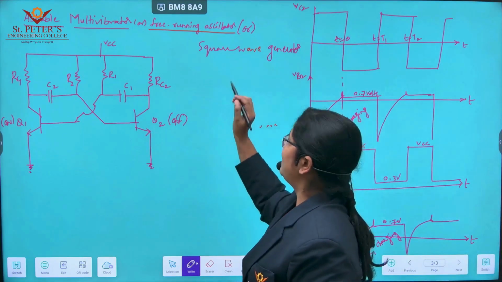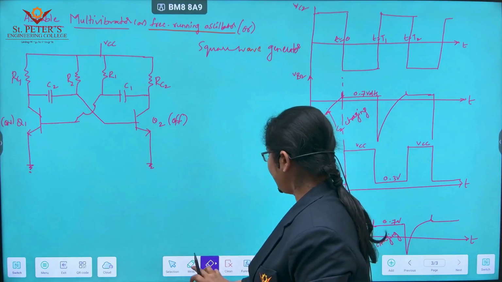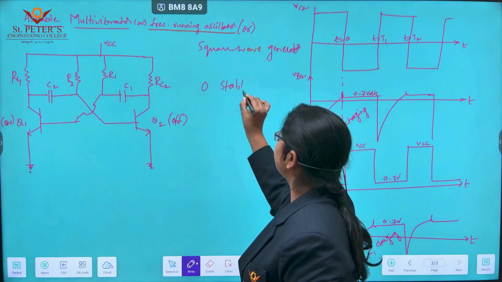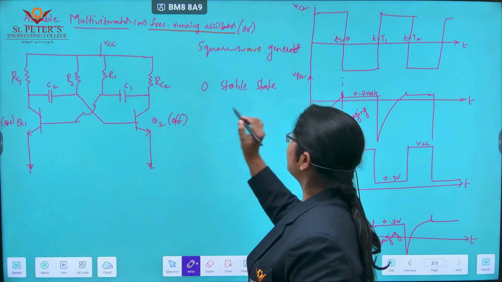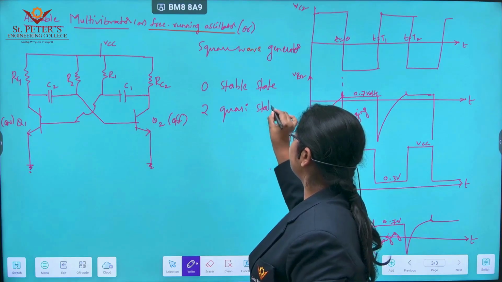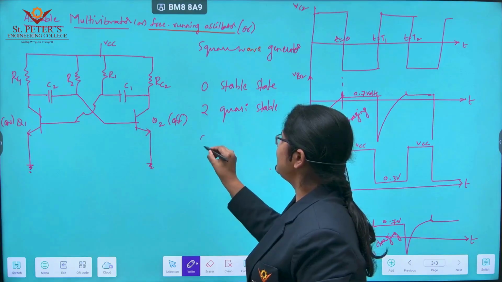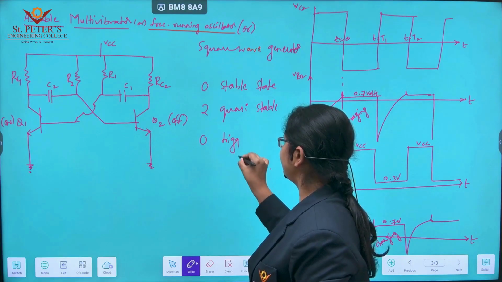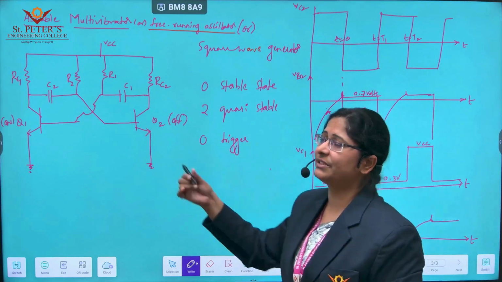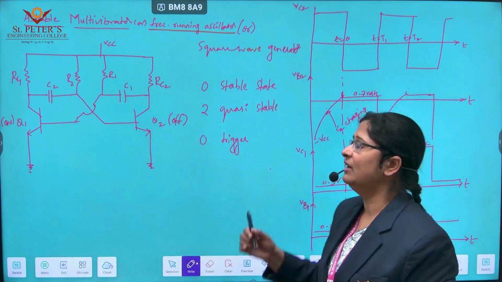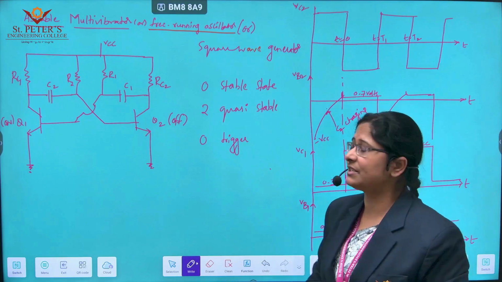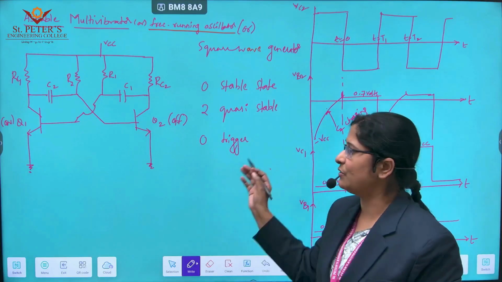As we know, an astable multivibrator has 0 stable states, 2 quasi-stable states, and 0 triggering is required. So this is the basic information we require in order to understand the working principle of an astable multivibrator along with its waveforms. It has 0 stable states and 2 quasi-stable states, and no trigger is required.